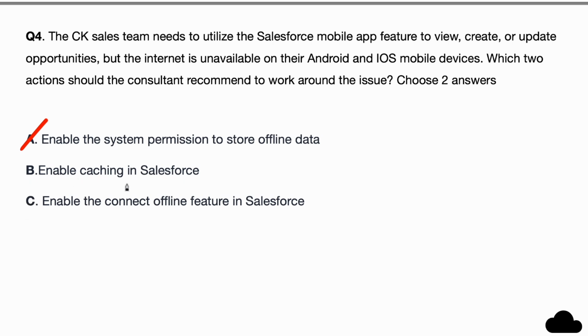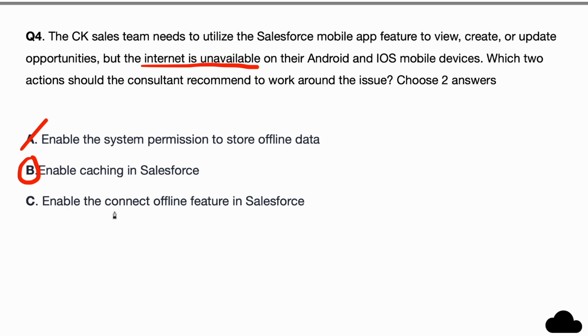So B, enable caching in Salesforce. So caching is a well-known technical term, not just within Salesforce, but in technology in general. Caching stores frequently accessed data on the device, and cached data can be accessed even when the device is offline. So it allows access to records without the internet. Okay, so this is exactly what we need. We need access to records without internet, like the question says. Internet is unavailable. So if you haven't heard of caching before, maybe you might know the word caching as an English word. It means to store for future use. So that should help you to remember that.